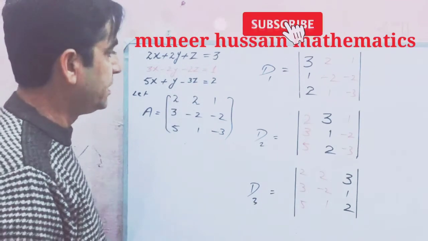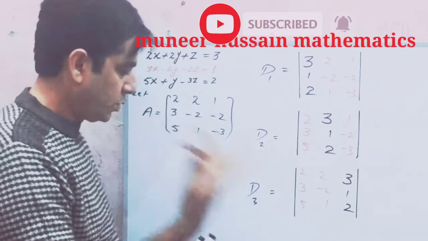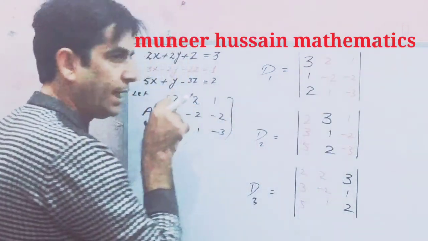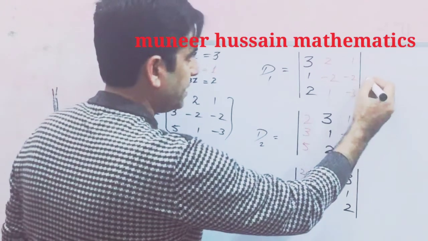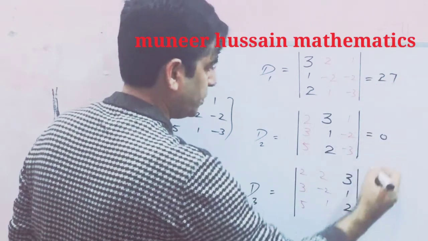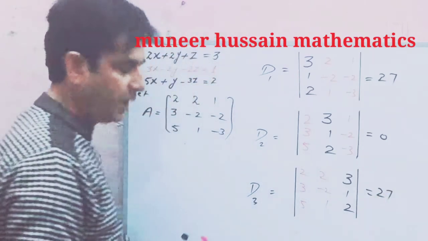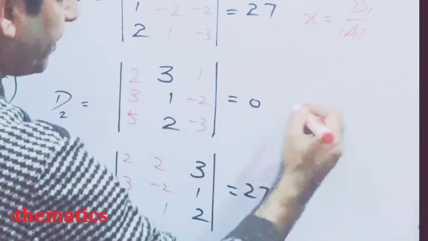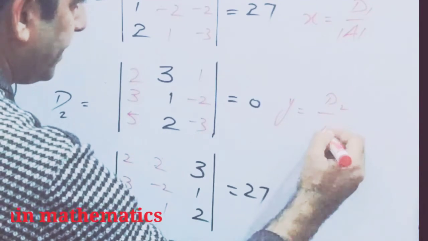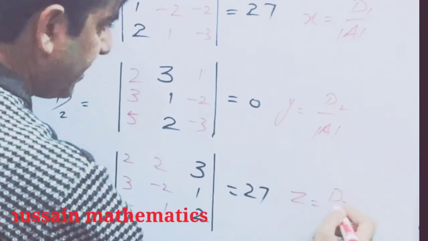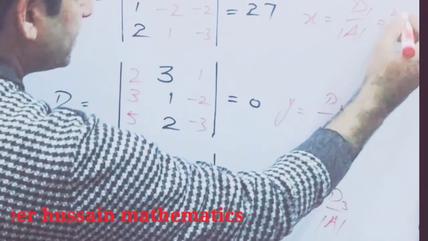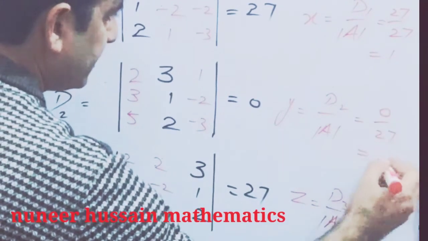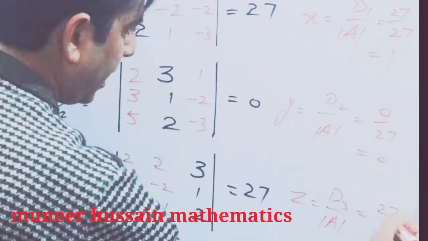Now we shall find D1, D2, and D3 as we found the determinant of A. So I will not waste your time. I have calculated it. You may calculate it by watching as I have found determinant A. So D1 will be 27, D2 is 0, and D3 is also 27. Now we shall find x, y, z. For x, we find D1 divided by determinant of A, y is D2 by determinant of A, and z is D3 divided by determinant of A. So the value of x will be 1, the value of y will be 0, and the value of z will also be 1.